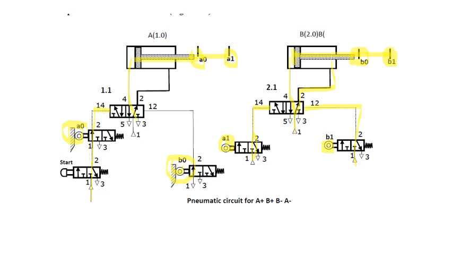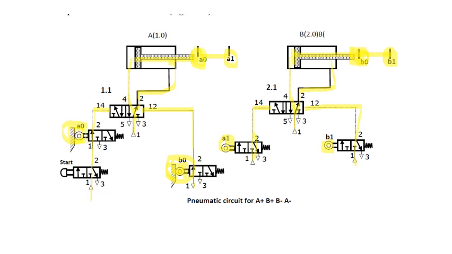When cylinder B retracts back, it will hit the B0 signal. B0 is connected with cylinder A, so it will generate a signal to the memory valve of cylinder A, and that memory valve will give a supply to the rod end of that particular cylinder. Then the rod end of the cylinder will get compressed air. Cylinder A will retract and hit the limit switch A0.